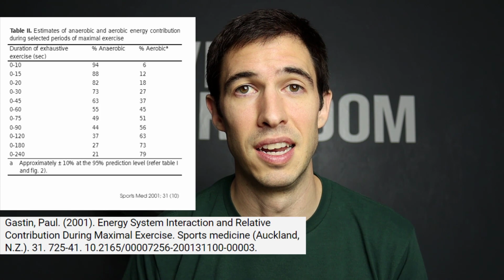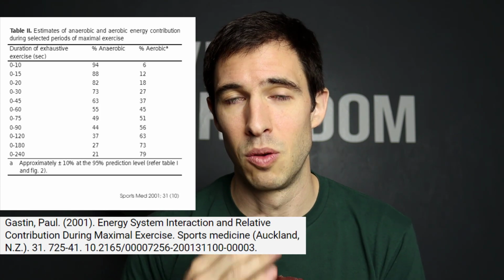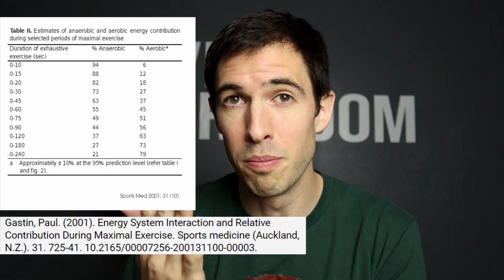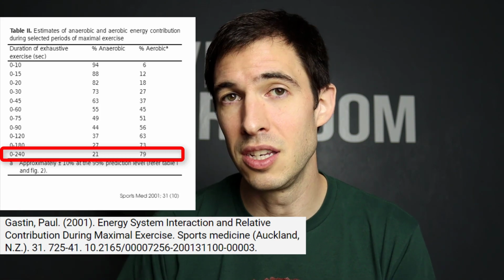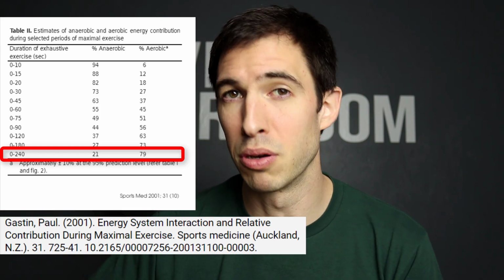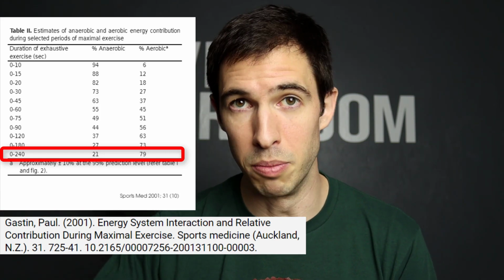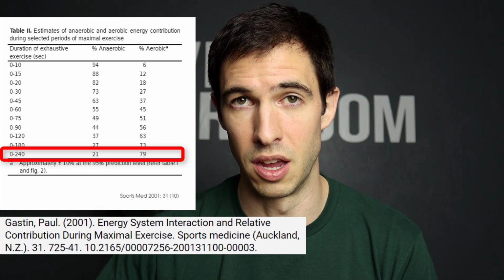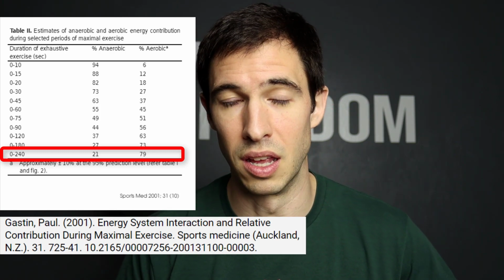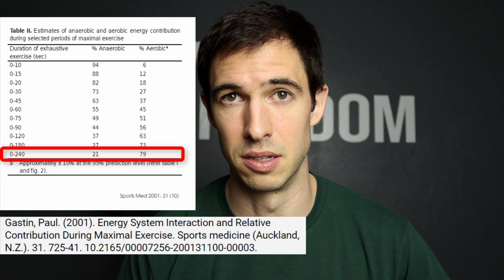So the study that I'm looking at is from Paul Gaston from 2001, and this shows that within the first 4 minutes, you're basically using 79% aerobic energy system, okay? And the other 21% is coming from the anaerobic systems.